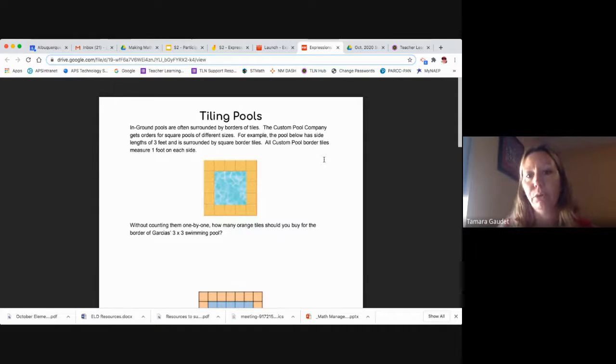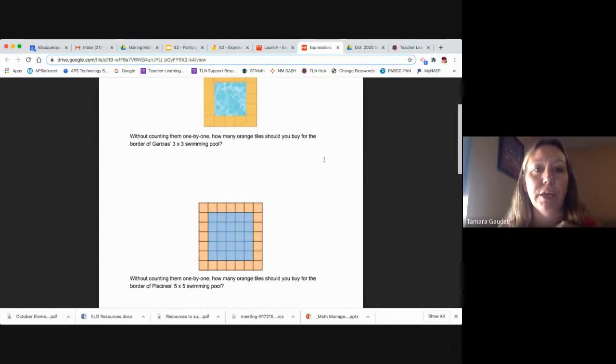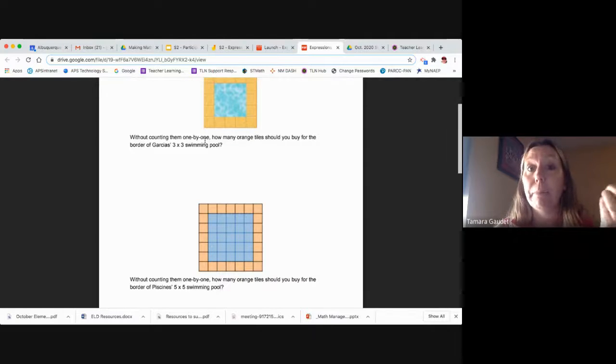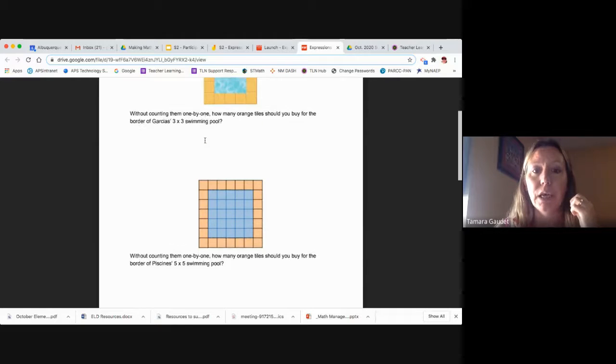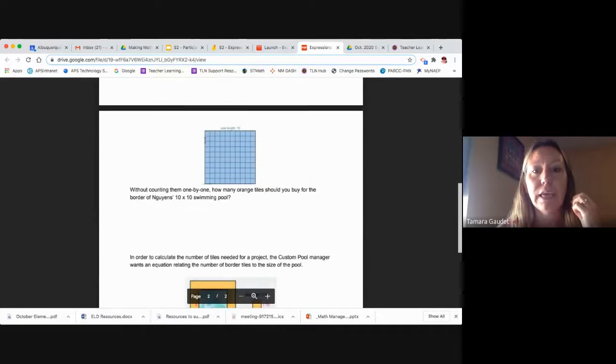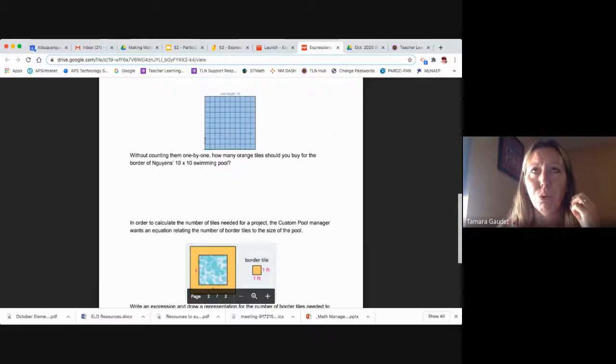It's the Custom Pool Company, and they're trying to figure out for any side, how many tiles they will need. So to get you started, we have a 3x3 pool. Without counting, because we want you to start recognizing the pattern in there, how many tiles do you think it will be? Then we go to a 5x5 pool, and then we go to a 10x10 pool.